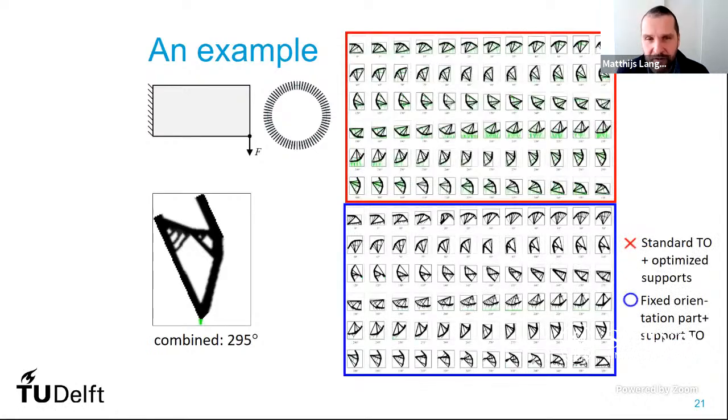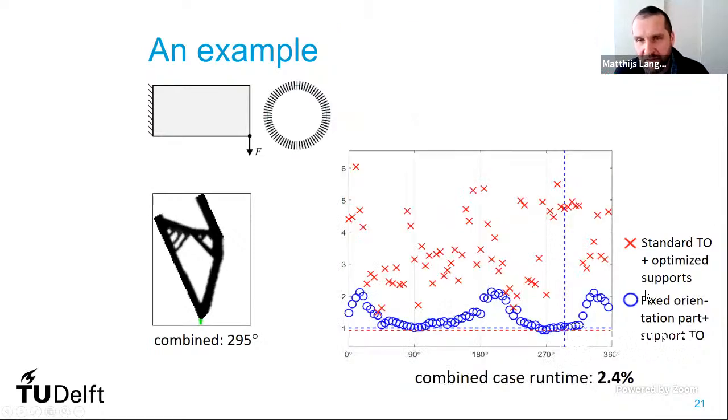And yeah, is this really good? Is this a good result? Well, to judge that, I also evaluated for all 72 orientations standard topology optimized designs with optimized supports. That's what is here in the red box. And also topology optimized results with this overhang constraint, like I just explained in the previous part.